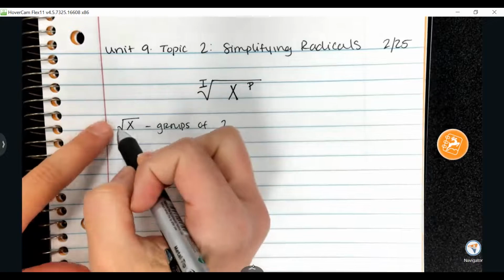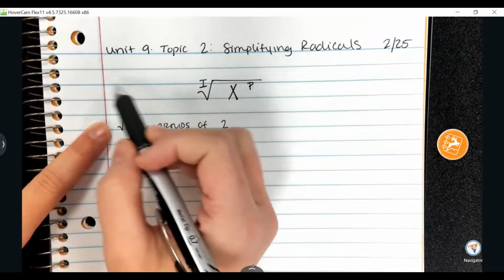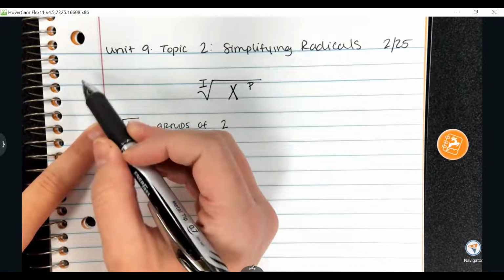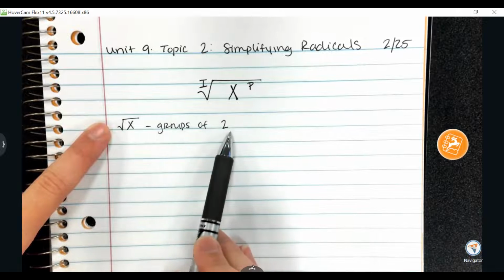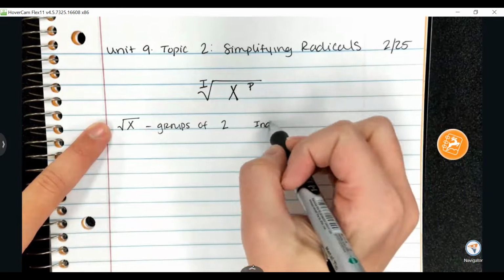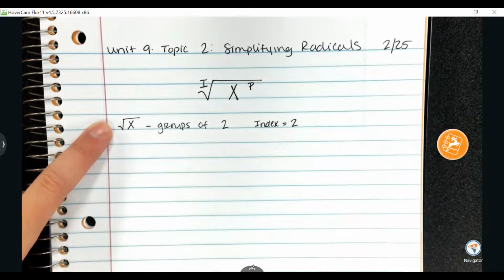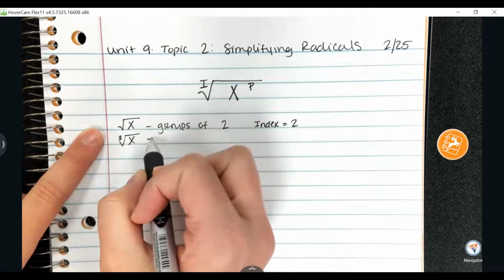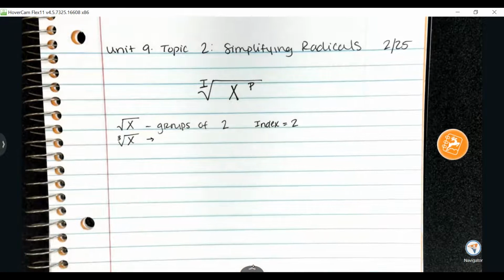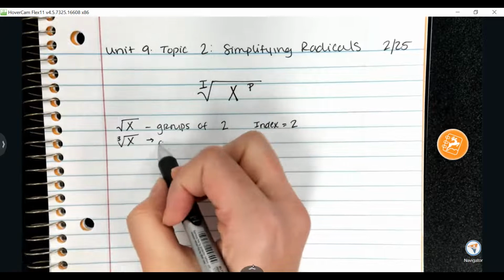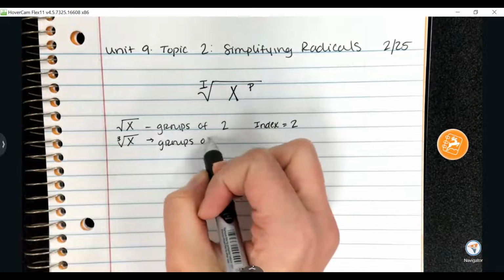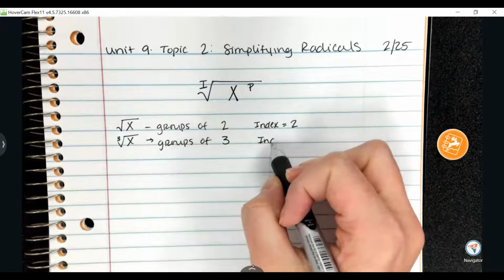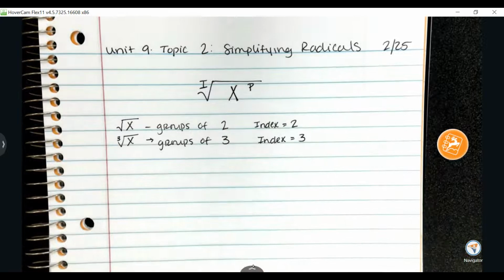Because what is my index? If I don't have an index, what is it automatically? A 2. So I'm looking for groups of 2 because my index equaled 2. So if I have the cube root of something, how many of a kind do I have to take it out? 3, because my index is 3. Okay, so groups of 3. Why groups of 3? Because my index equals 3.